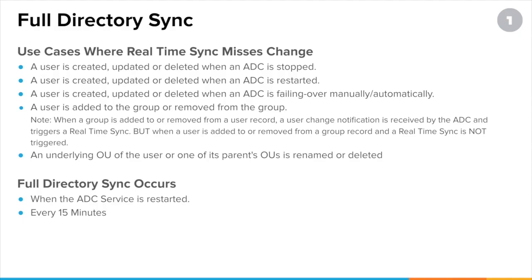What did I miss? Also, there's a slight difference between a user record being changed versus a group record being changed. So the Active Directory connector service is really listening for user events. So I go to the user record in Active Directory Users and Computers, and I add that user to a group by going to their member of tab and adding a group to the member of tab. That's a user event. Okay, that will trigger a real-time sync.